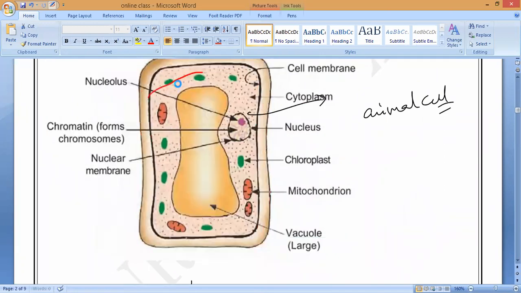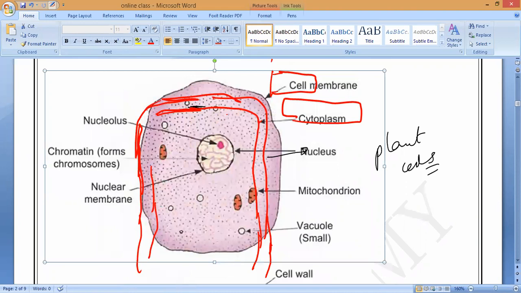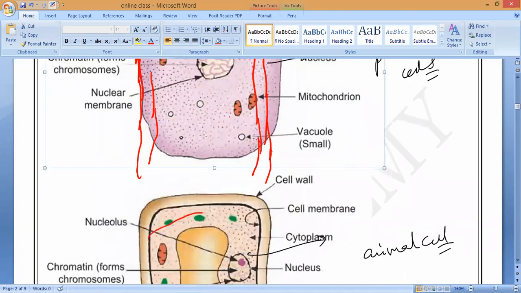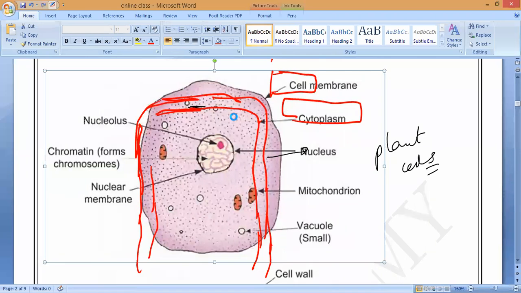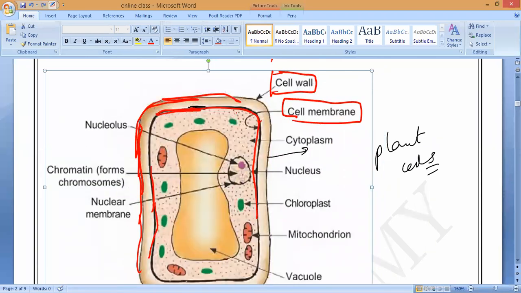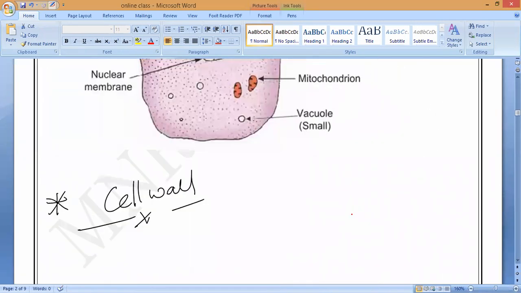Yes or no, Johan? Have you noticed it? Yeah. So there is no layer here protecting the plant from unfavorable conditions. There is no layer present here. That is why we can say the cell wall is only present in plant cells. That's what you have to remember.